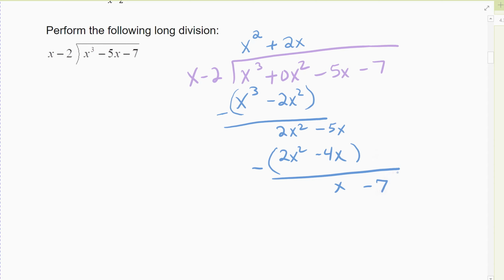All right, my last step then is, well, x is just x, so when I get x, it's just a 1, right? If I divide x by x, I'm left with 1, so there's a 1 here.